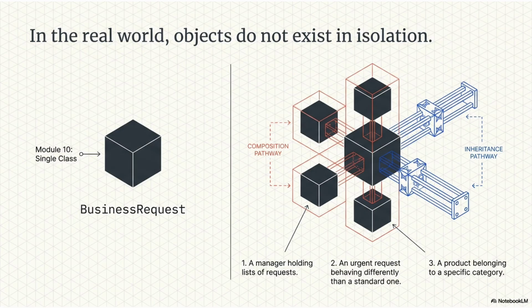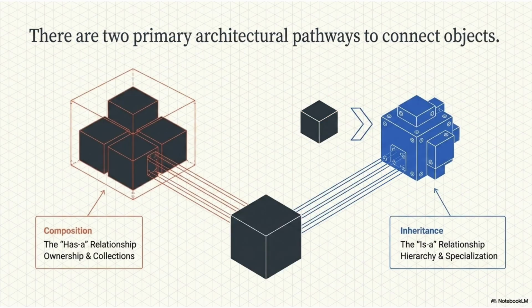This is the core motivation for multiple class designs. When a class tries to do everything, it becomes a god class, bloated, untestable, and impossible to change without breaking unrelated features. The solution is to distribute responsibilities across focused classes that collaborate through well-defined interfaces. This module shows you how to wire those collaborations correctly.